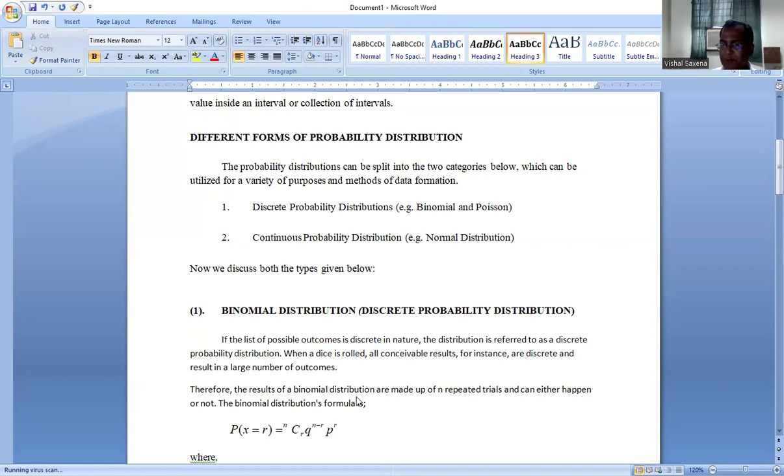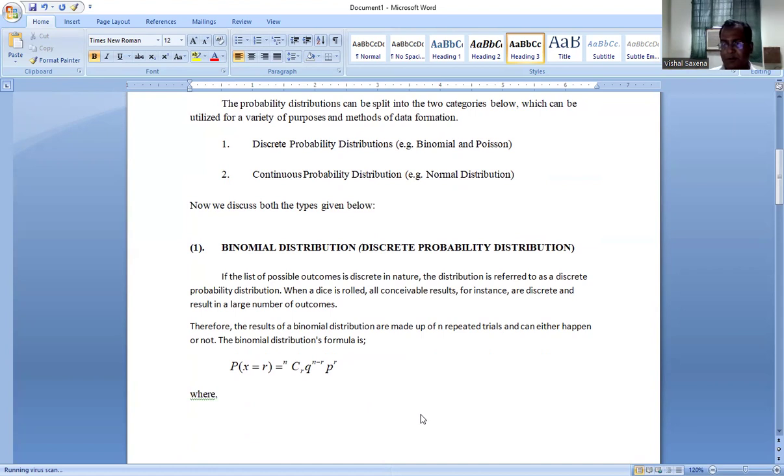Therefore, the results of a binomial distribution are made up of n repeated trials, and each can either happen or not. The binomial distribution formula is given as follows. Suppose a random experiment is performed n times, then the probability for r successes can be calculated by this formula.